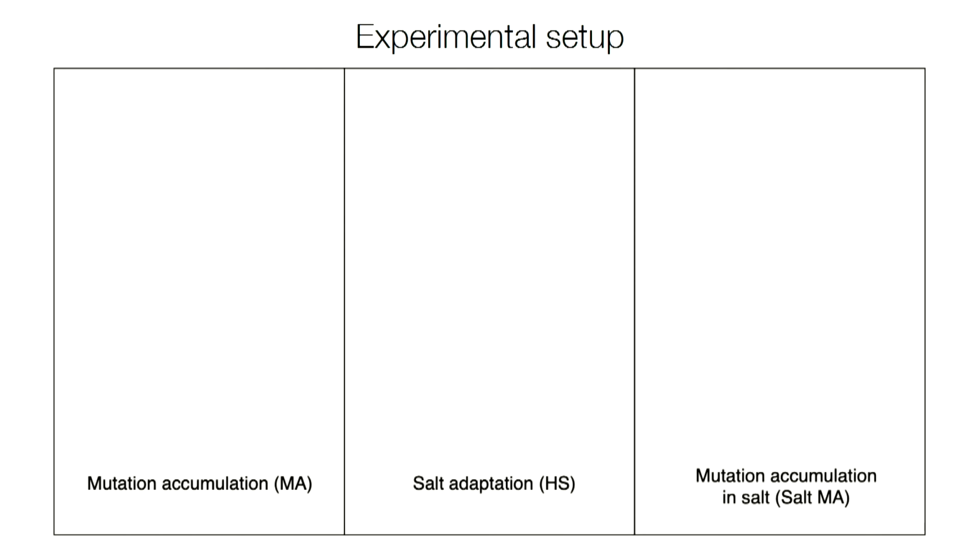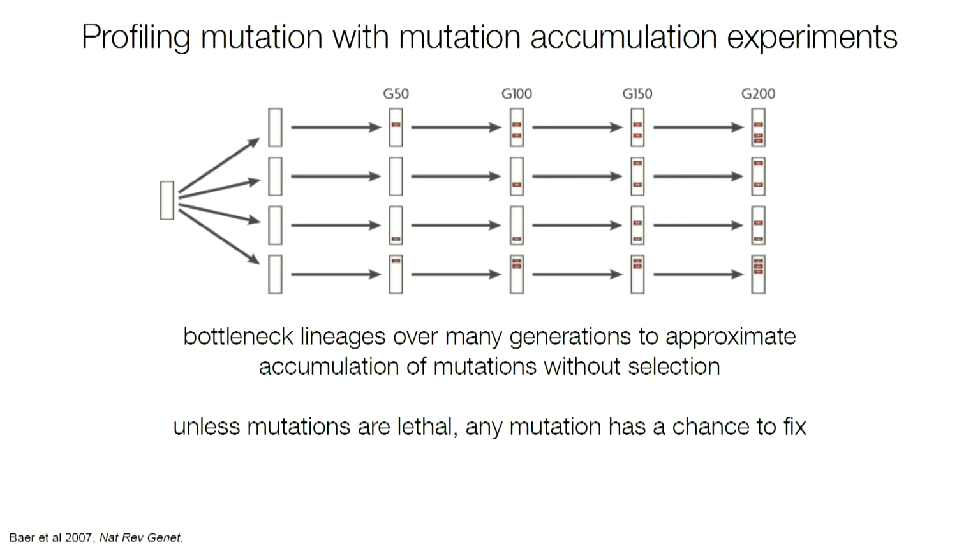So our experimental setup involves 3 separate lines. The first is a mutation accumulation experiment conducted in what I'll refer to as benign growth conditions, so 0 grams per liter salt. A quick reminder about mutation accumulation experiments is that they essentially involve bottlenecking lineages over many generations to maximize the strength of drift and minimize the strength of selection. And in doing so, we're able to get a pretty solid picture of what spontaneous mutation looks like in the absence of selection, since unless mutations are lethal, any mutation has a chance to fix given this repeated bottlenecking.